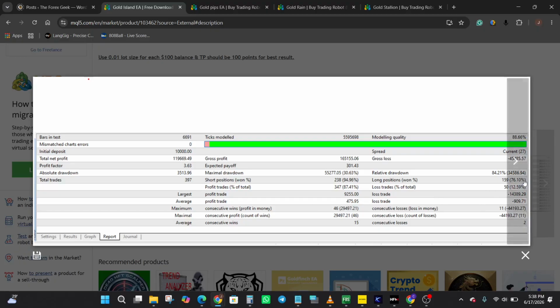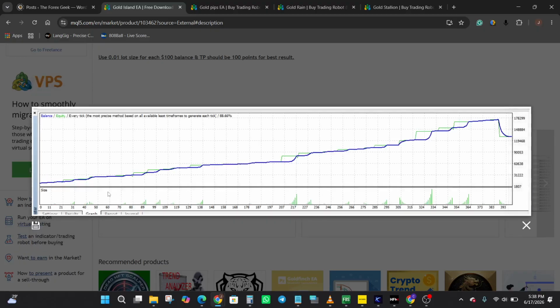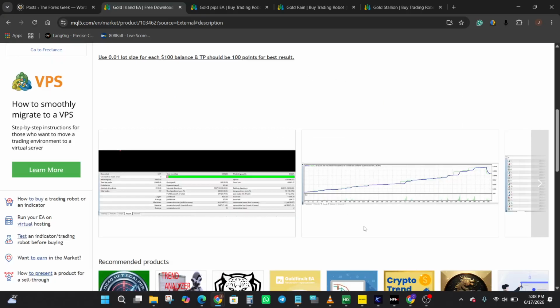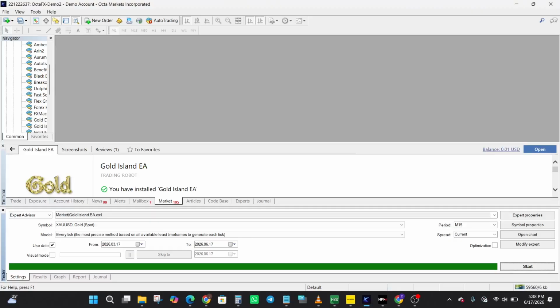In this case, the risk to reward ratio was bad, but here we can see that the equity and growth curve was quite steady. It was rising steadily until this point where there seems to be a sharp drawdown. But let's just head over to our own strategy tester. Let us see how this EA behaved. The Gold Island EA, we are testing it on XAUUSD on the M15 time frame, one of the recommended time frames, over the past 3 months, and we are using the every tick model.